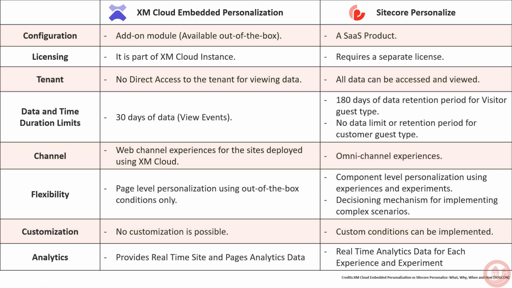Now you ask me, what should be the strategy? I think the right strategy is, when you start your new XM Cloud implementation, in phase 1, for the MVP launch, to show the value of personalization, use the embedded personalization and show the benefit of it. Once clients start seeing the benefit, they start with basic use cases but would like to do advanced use cases. That's where you can engage in a discussion where you can leverage Sitecore Personalize.